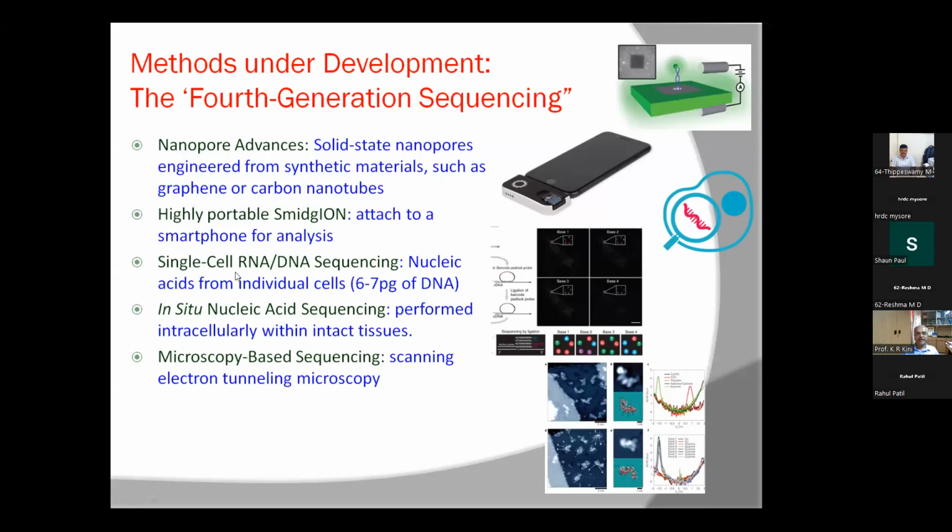Then single cell DNA sequencing: isolating a single cell, taking its DNA and sequencing from individual cells. 6 to 7 picogram of DNA is sufficient that can be measured. In situ nucleic acid sequencing, performing the sequencing within intact tissues, is also under R&D progress. Then microscopy based sequencing using scanning electron tunneling microscopy. So these are the other technologies which are coming up, which we sometimes call fourth generation, more advanced than the TGS sequencing.